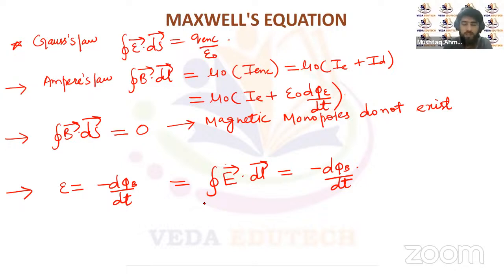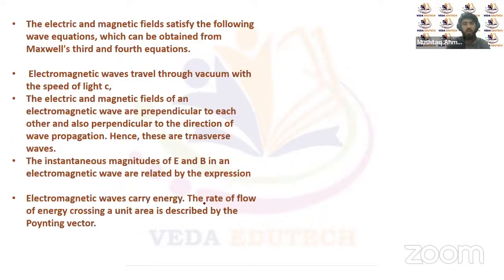Maxwell's equations actually summarize the whole of electromagnetism that we have studied till now, in the form of these four important equations, right? Now, talking about electromagnetic waves, there are certain properties that electromagnetic waves actually satisfy, right?